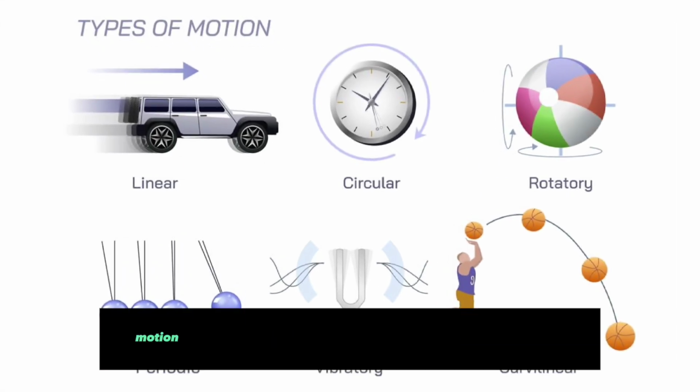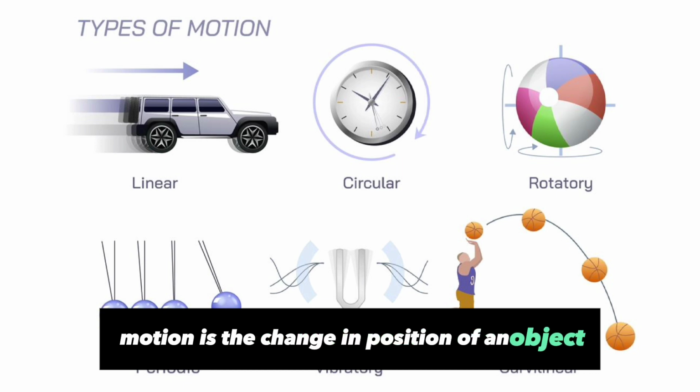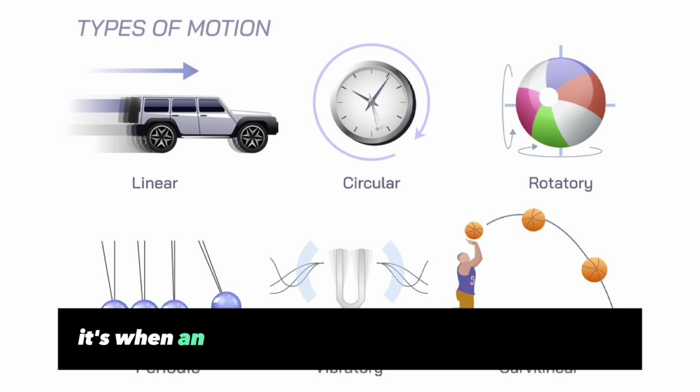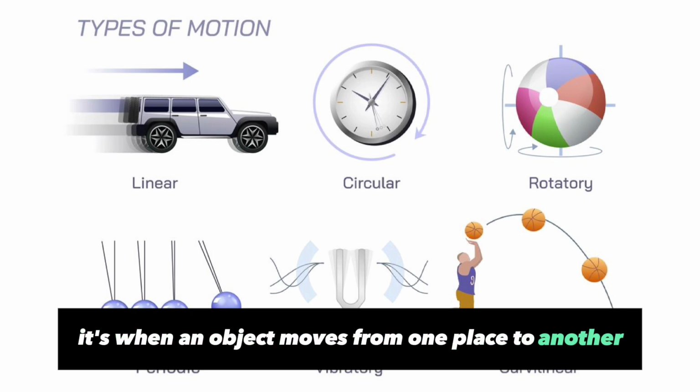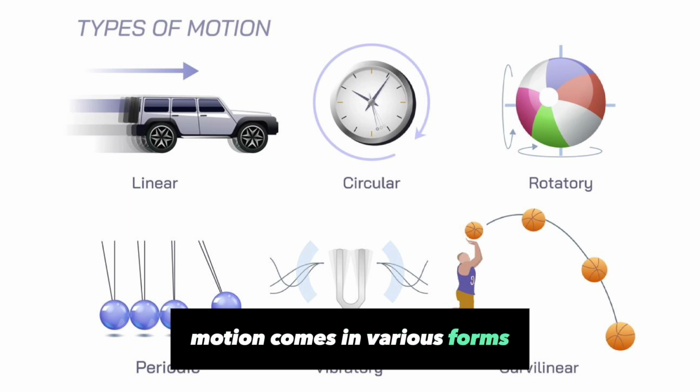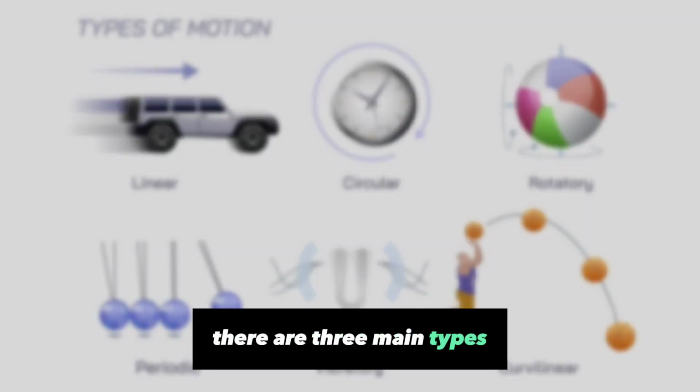Motion. In physics, motion is the change in position of an object concerning its surroundings in a given period of time. It's when an object moves from one place to another. Types of motion. Motion comes in various forms. There are three main types.